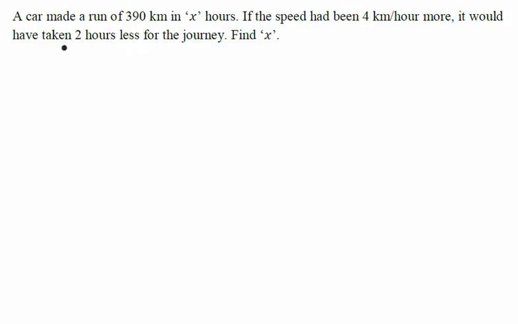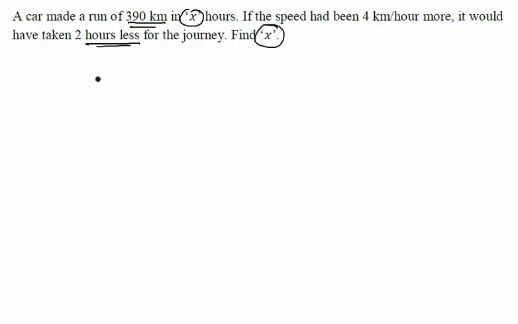Okay, so the question is, a car made a run of 390 kilometers in X hours. If the speed had been 4 kilometers per hour more, it would have taken 2 hours less for the same journey. Then, if these are the conditions given, we have to find the value of X.